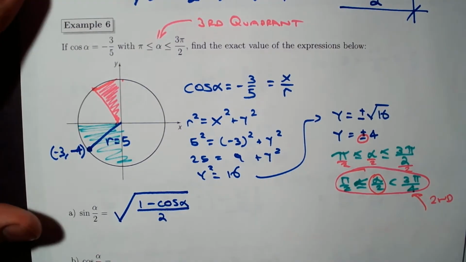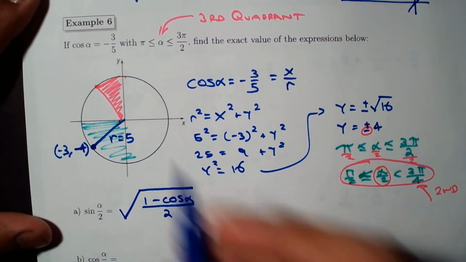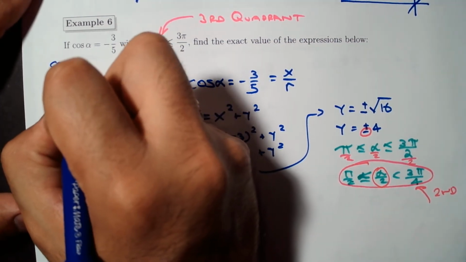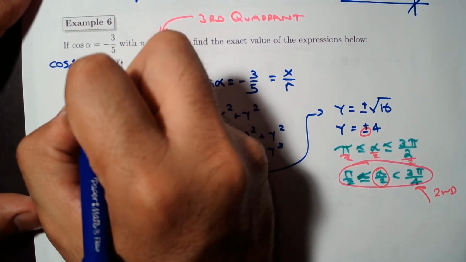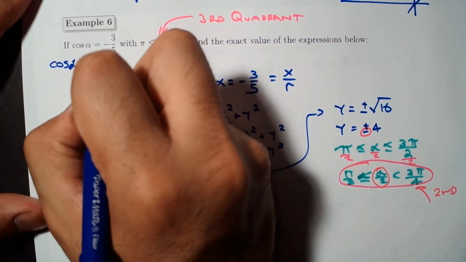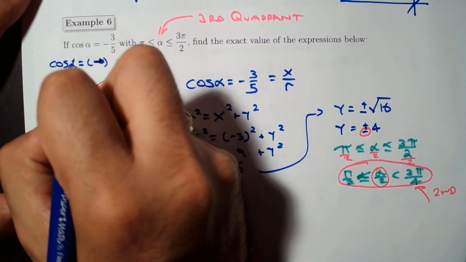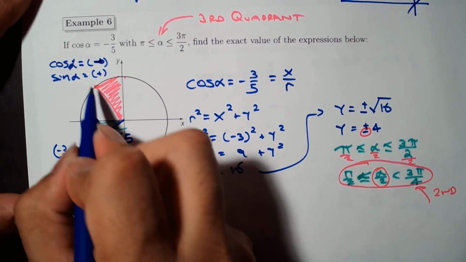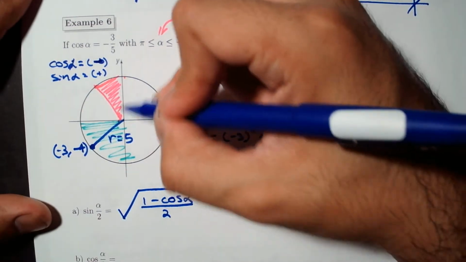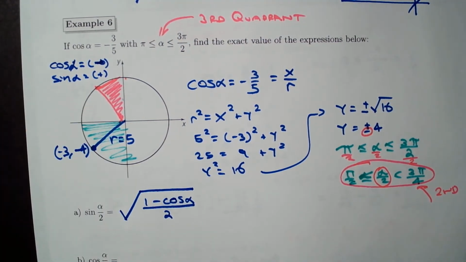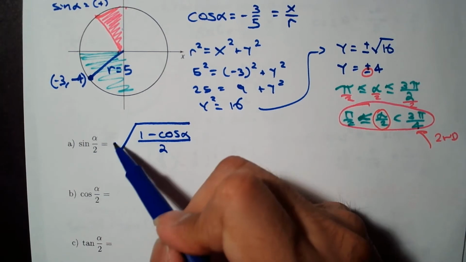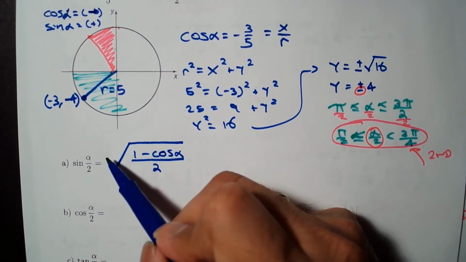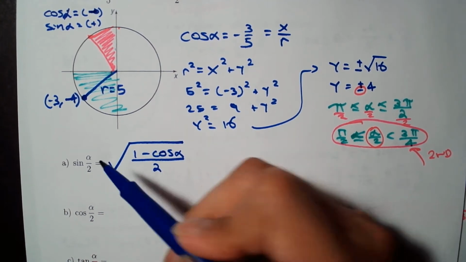So it's worth mentioning that cosine alpha here will be negative and sine alpha will be positive, because cosine represents the x, which is negative, and sine represents the y, which is positive in the second quadrant. That's why we are going to take sine alpha over 2 with the plus sign. For the plus minus sign, we're going to take the positive.